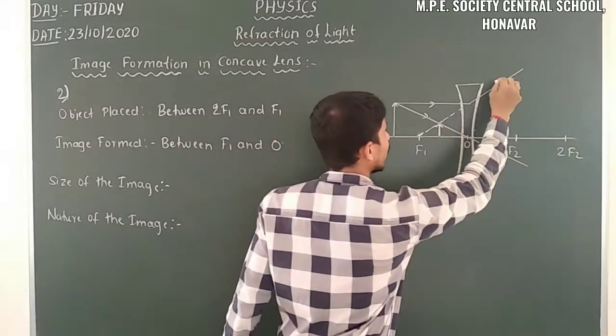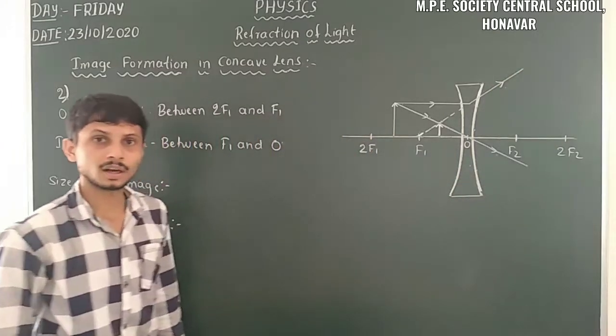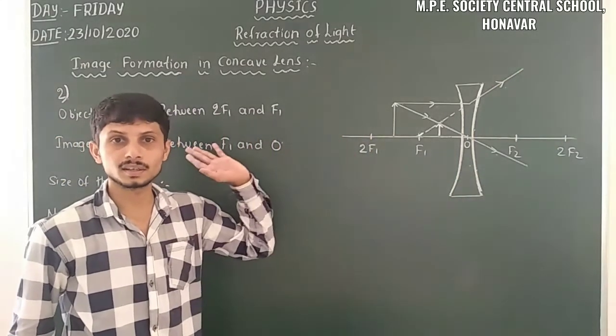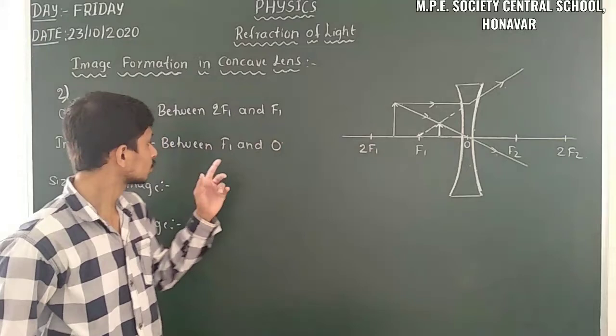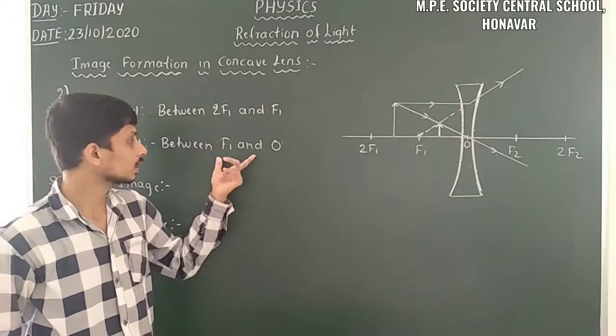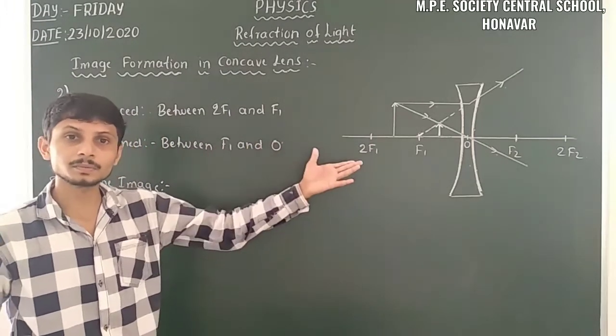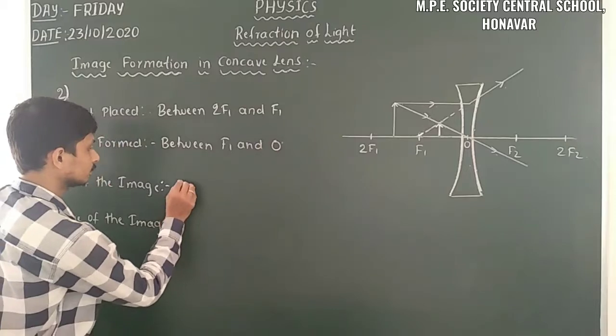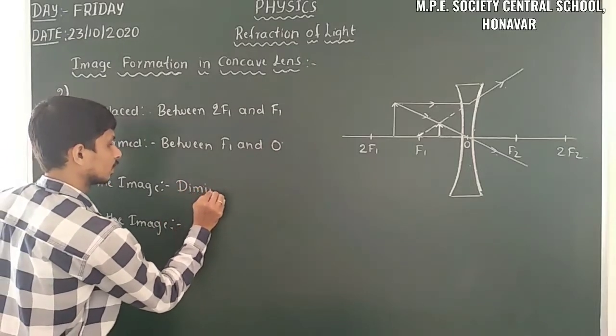So here you have to write the arrow mark, otherwise we can't consider it as a ray, it's just a line. So between f1 and O the image is formed. What is the size of the image? It is diminished.